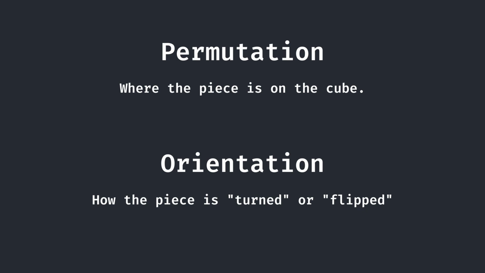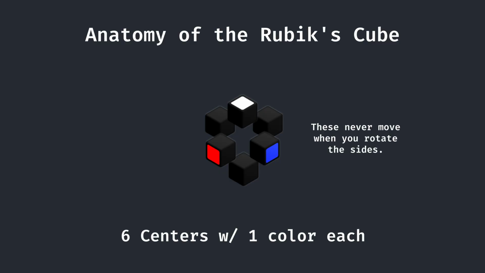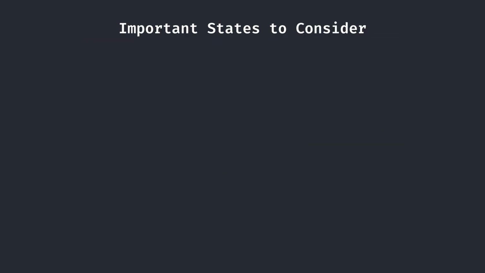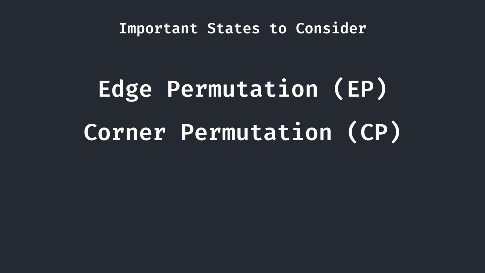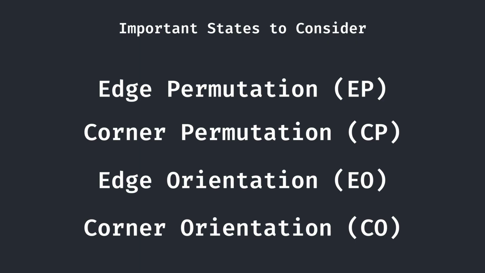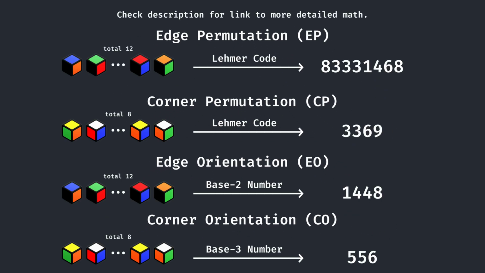Since the 6 centers on a cube always stay where they are regardless of how you turn it, we can ignore them for now. Thankfully, we can consider each of these 4 categories of piece and piece attribute separately: edge permutation, corner permutation, edge orientation, and corner orientation, which lets us break things down into subproblems. With a little bit of math, we can turn a unique case in each one of those 4 categories into a single unique number, carefully observing where the pieces are and how they're rotated.